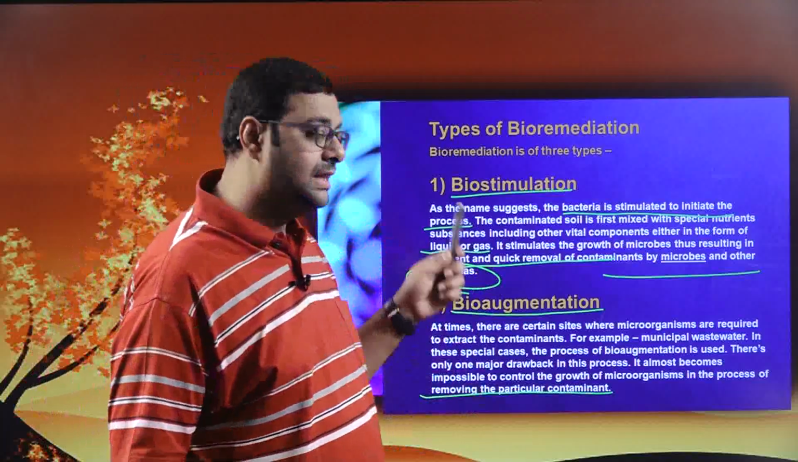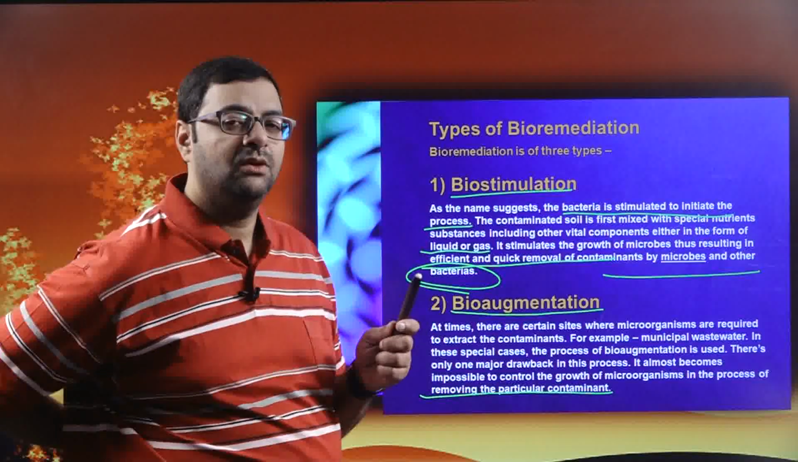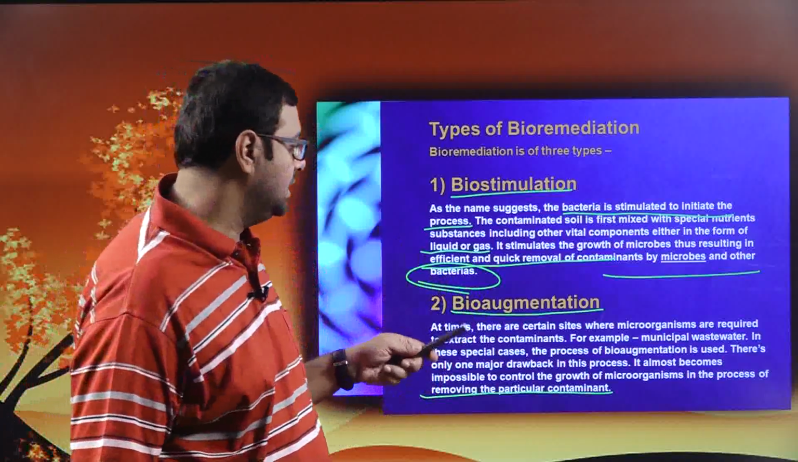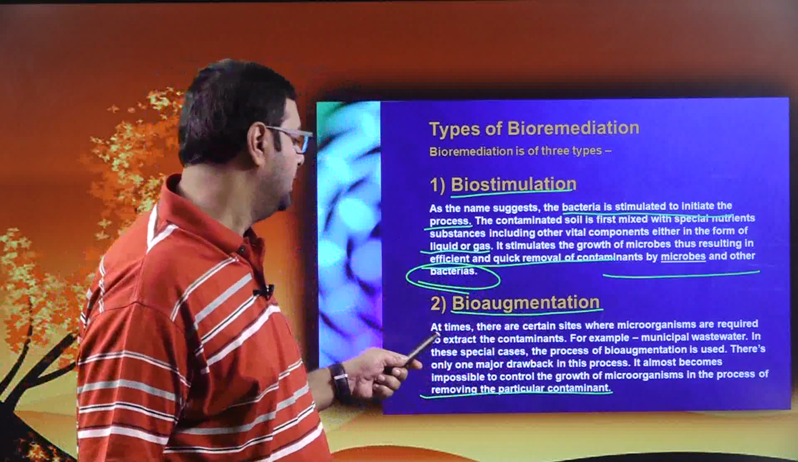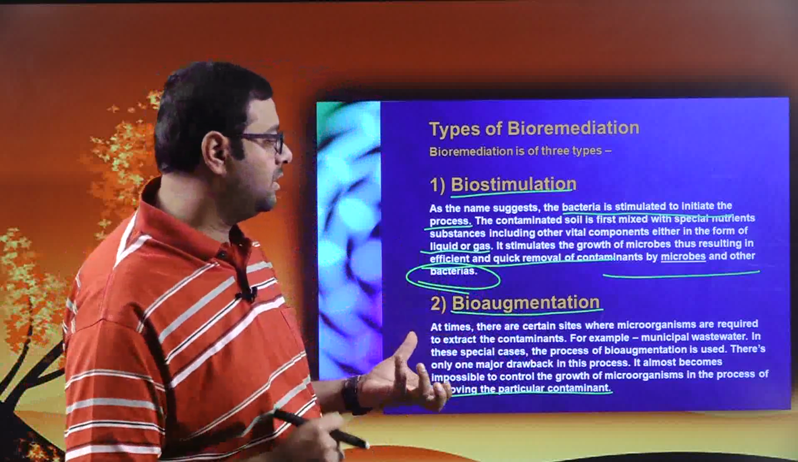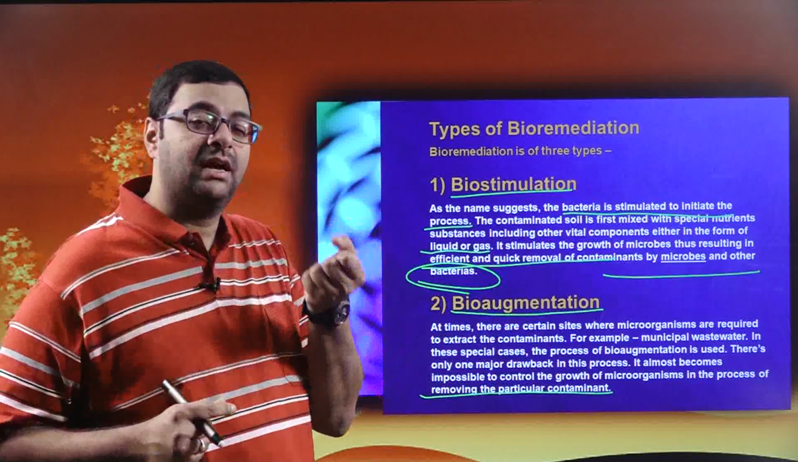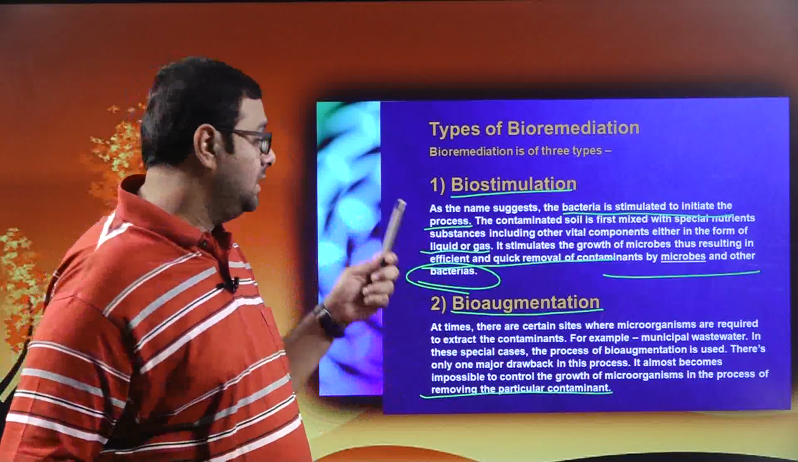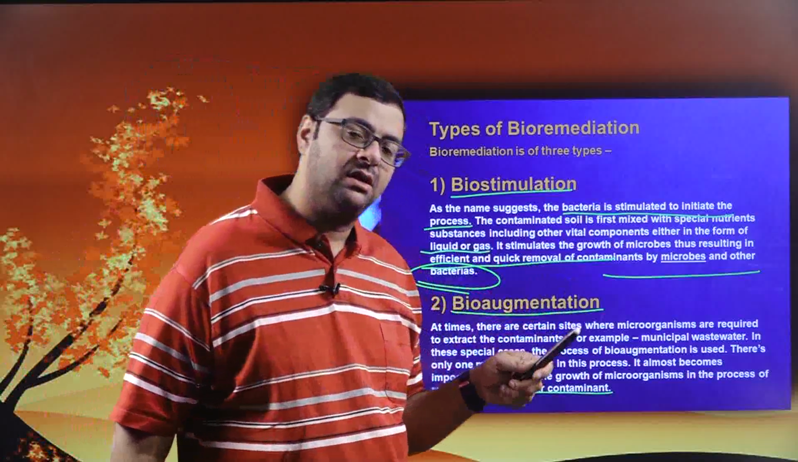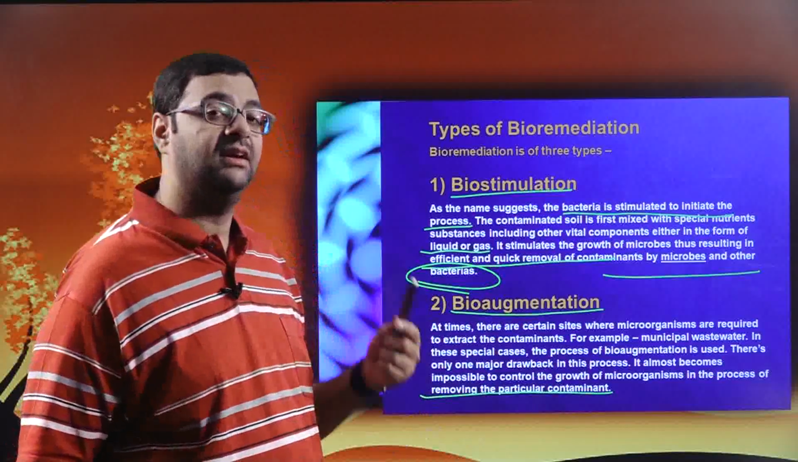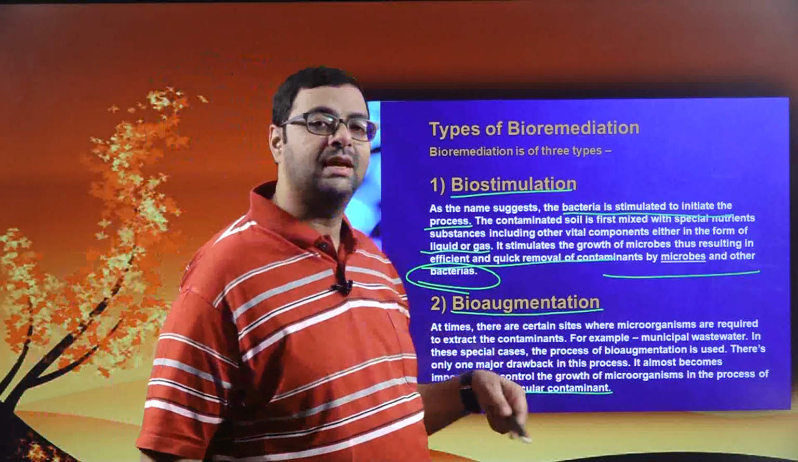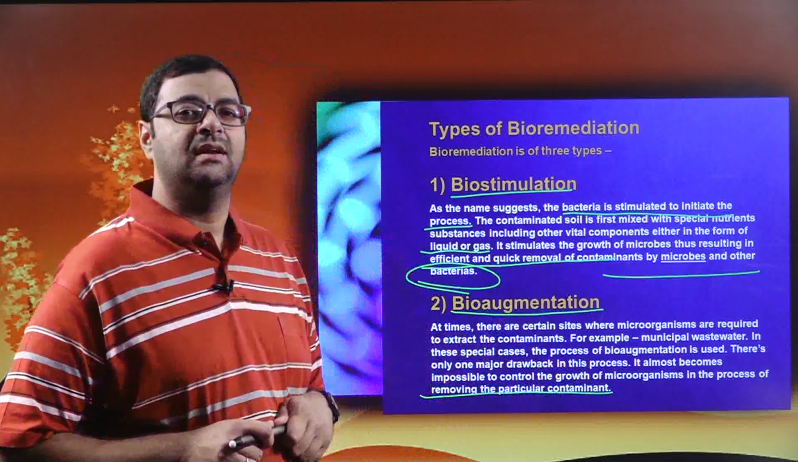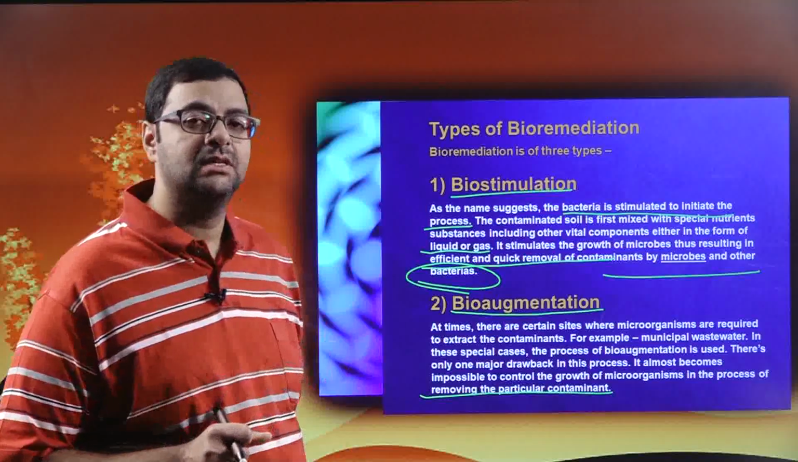In that wastewater treatment plant, you can see the bioaugmentation process occurring. So what are they doing? They are using microorganisms to extract the contaminants in that particular waste. But the only drawback in this process is that though the contaminant is extracted, the microorganisms' growth cannot be controlled. They will grow continuously because they are getting continuous nutrients.